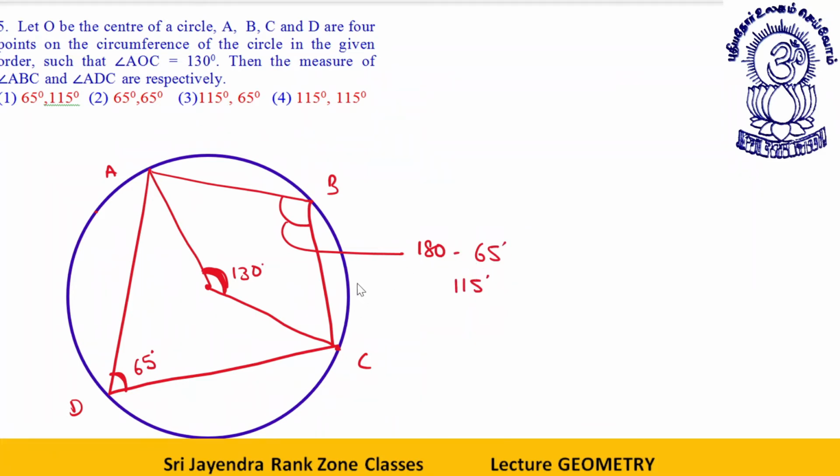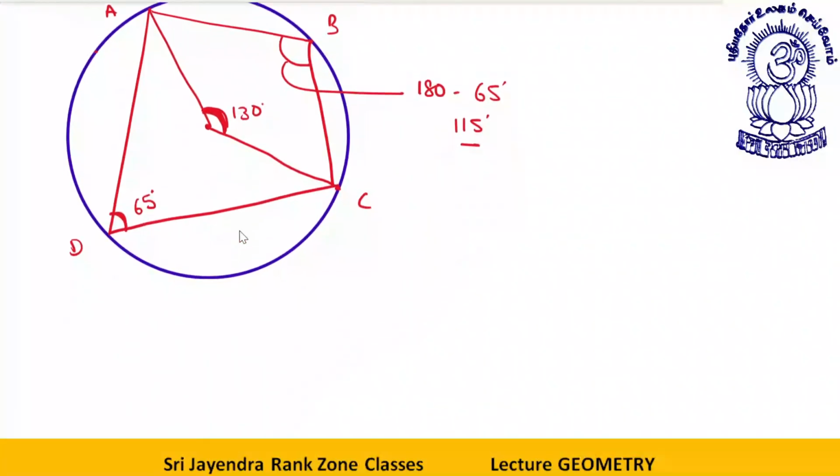Do we have any such option, 65 and 115? First of all, angle ABC. Angle ABC is 115 degree. Angle ADC is 65 degree. Clearly done. Okay. Let's move towards the next one.